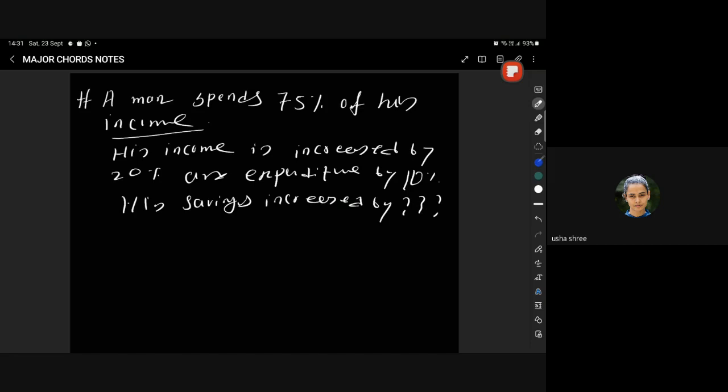This is a question. See, the question is, whatever he is earning, the options are 10%, 37.5%, 40%, 50%. Whatever he is earning, he is spending 75% of the income. That means it has another interpretation. 75% he is spending means 25% he is saving.